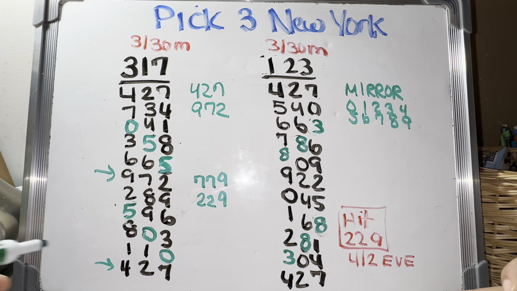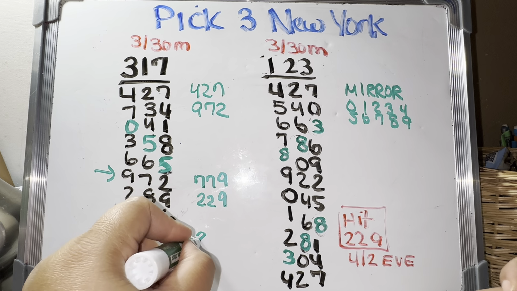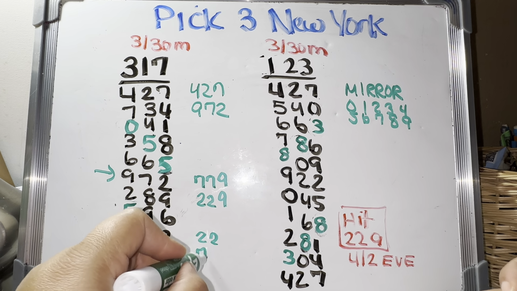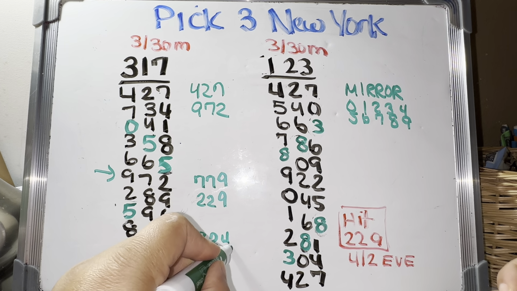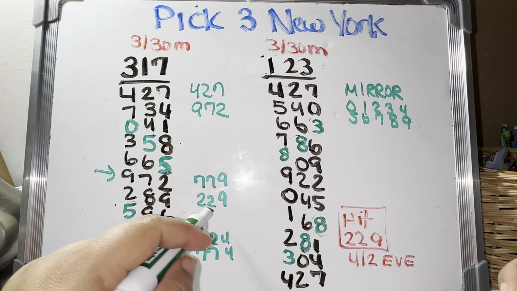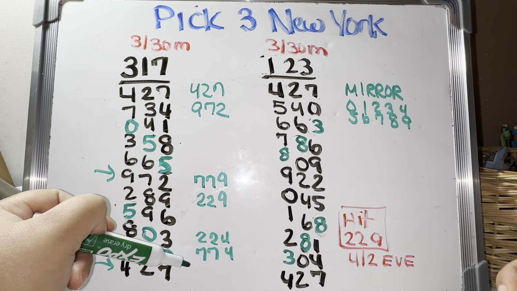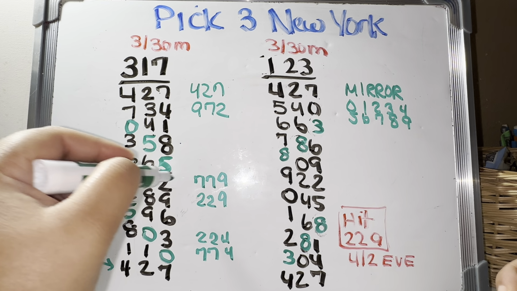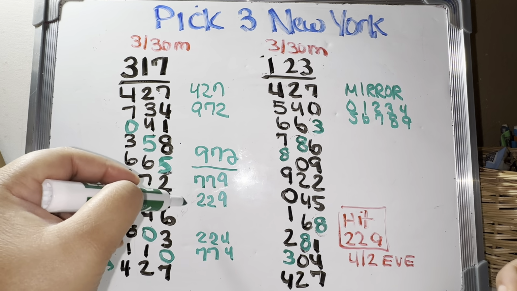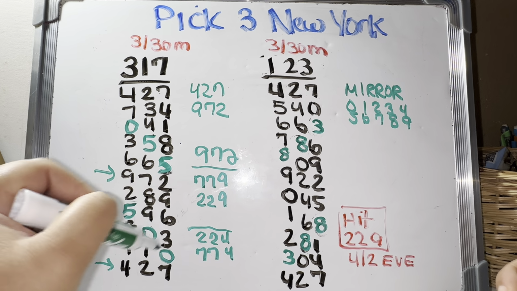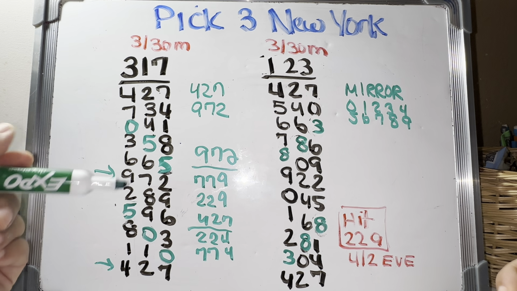Look at your 427 again. You're going to turn these into doubles. 2, 2 would be your double. 7, 7, and what's the number in front of that? 4. So you have 779, 229. We've turned that 427 and 972 into their double form. So this 972 became 779 and 229, and this 427 became 224 and 774.